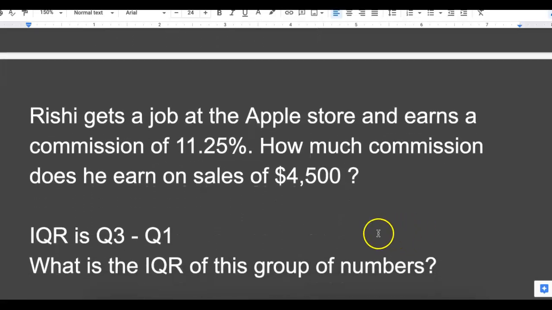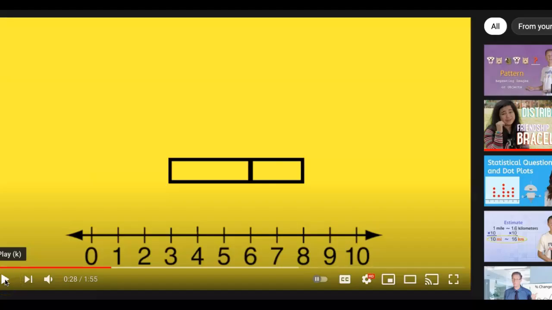All right, IQR. So IQR is Q3 minus Q1. So what is the IQR of this group of numbers? So first, let's take a look at a bit of a review for Box and Whiskers. It's been a long time since we've done that.